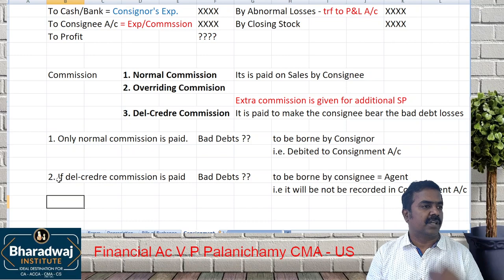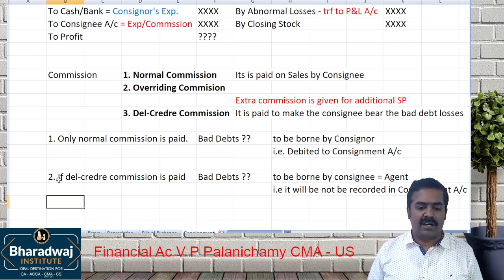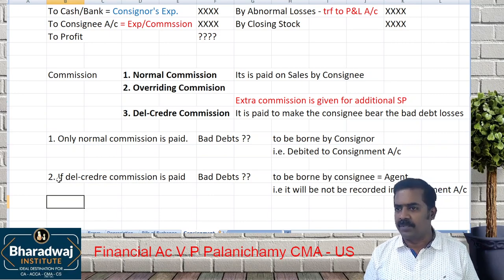If extra commission is given, who will bear it? Agent will bear it. So I will not record them in which account? Consignment account. So do you understand the different types of commissions?